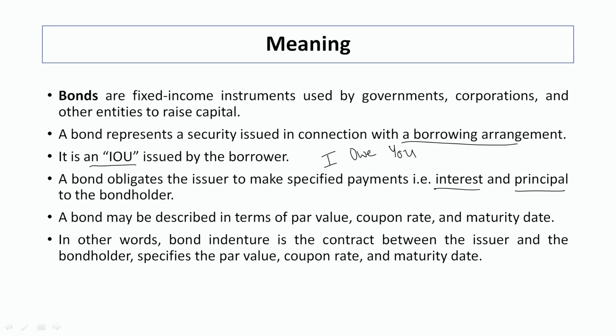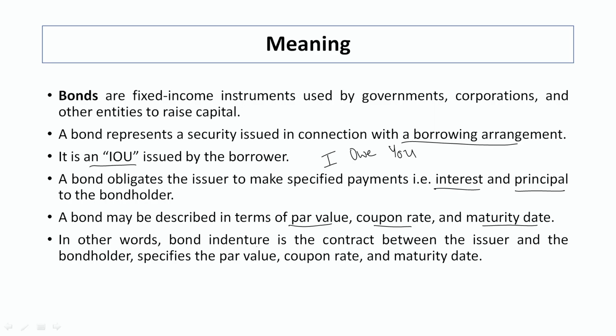So, bond holder gets the interest and principal at the time of maturity, or he can get the interest amount regularly or semi-annually, that is regularly means semi-annually as well as a yearly basis, and the principal amount will be refunded at the time of maturity period. The bond can be described in terms of par value, coupon rate and maturity date, which we are going to explain in the next slide.